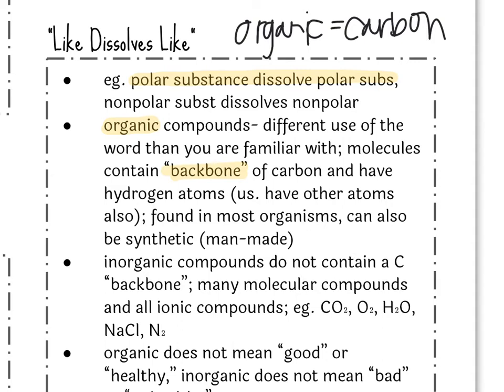It doesn't mean that it just has to have carbon. It will have hydrogen because of the way that carbon likes to bond. And it might have some other atoms also. It might have oxygen, things like that, nitrogen. But organic means that it has a backbone of carbon. And remember when I said that carbon is the most abundant element found in humans and in most organisms? That is because of these carbon backbones.